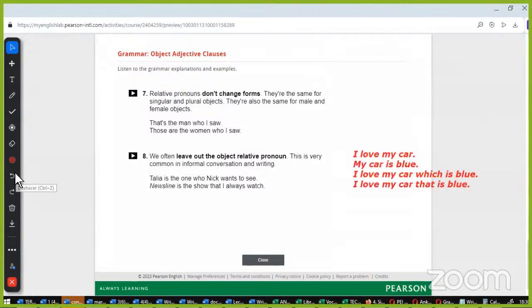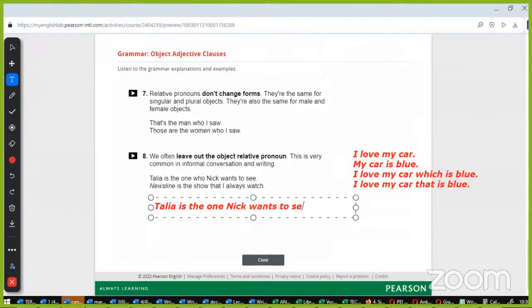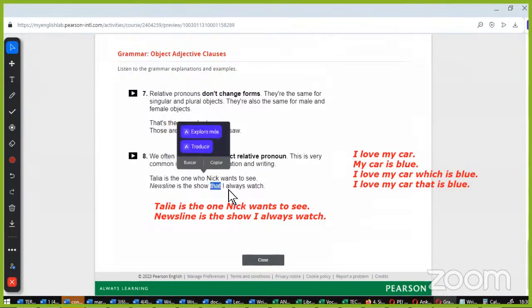Okay, so, and we often leave out the relative pronoun. This is very common in informal conversations and in writing. Here you could say, instead of Talia is the one who wants to see, you could say, Talia is the one Nick wants to see. Or Newsline is the show I always watch. You could leave out who and that. Okay, you could leave it out. But this is very informal.